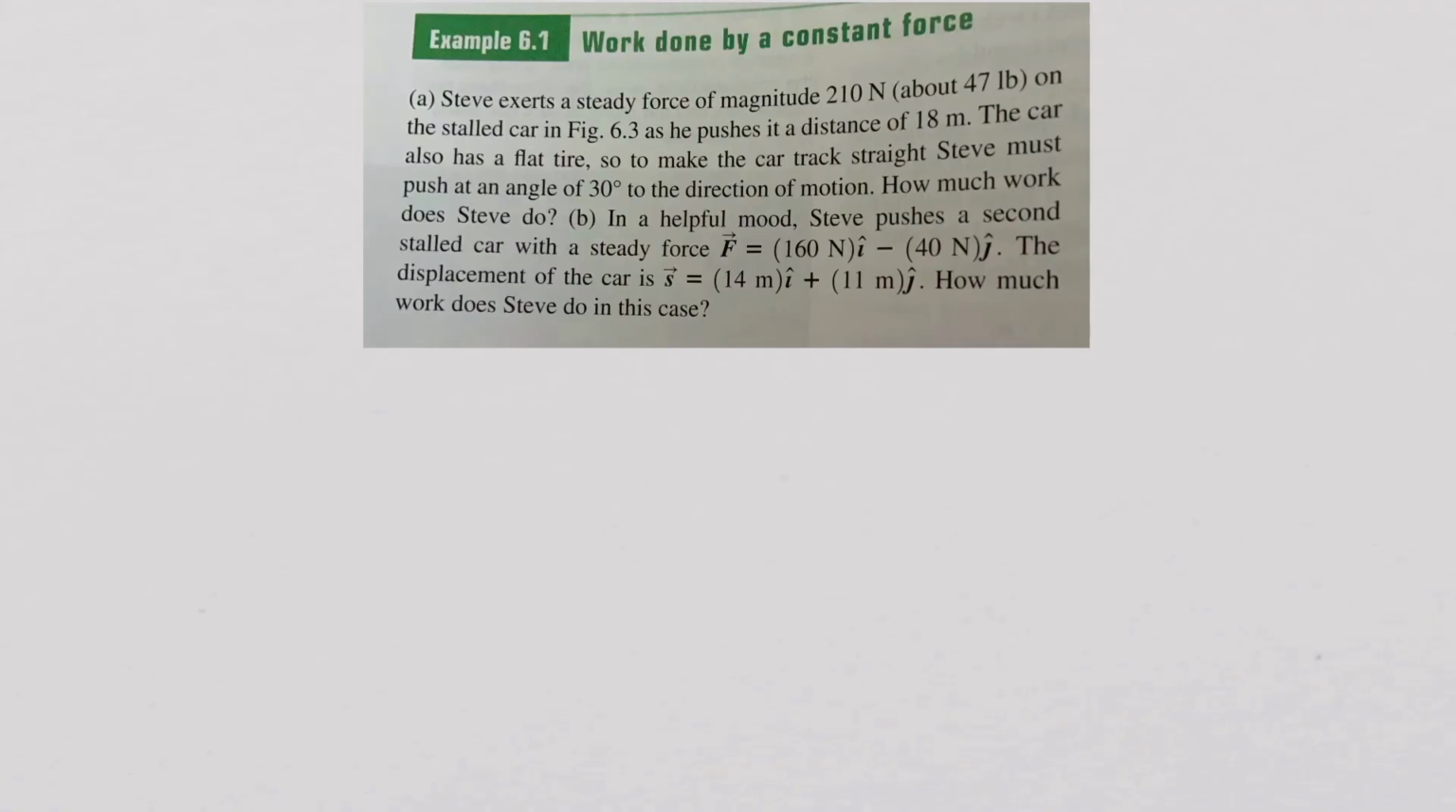Let's do several examples using the concepts discussed in this chapter. The first example is work done by a constant force. Steve exerts a steady force of magnitude 210 newtons on a stalled car as he pushes it a distance of 18 meters. The car also has a flat tire, so to make the car track straight, Steve must push at an angle of 30 degrees to the direction of motion. How much work does Steve do?